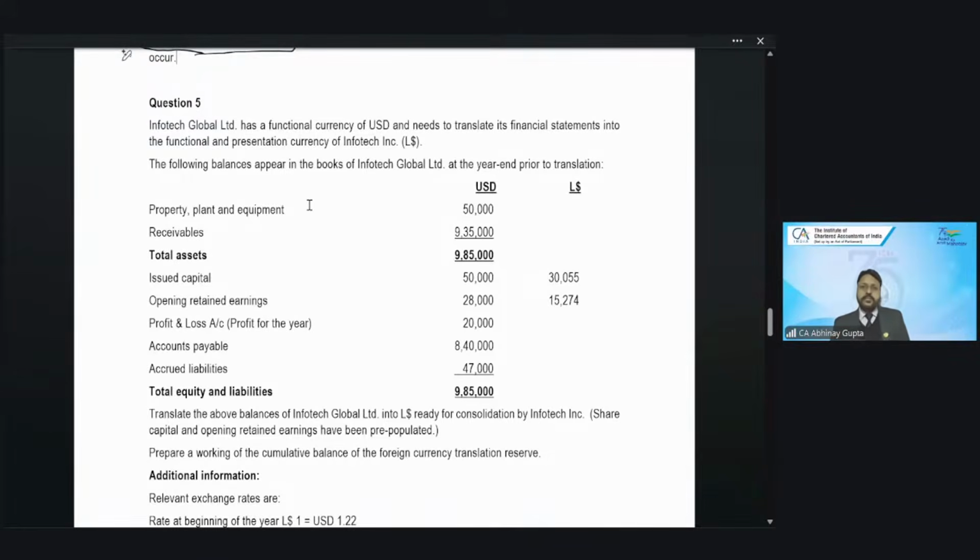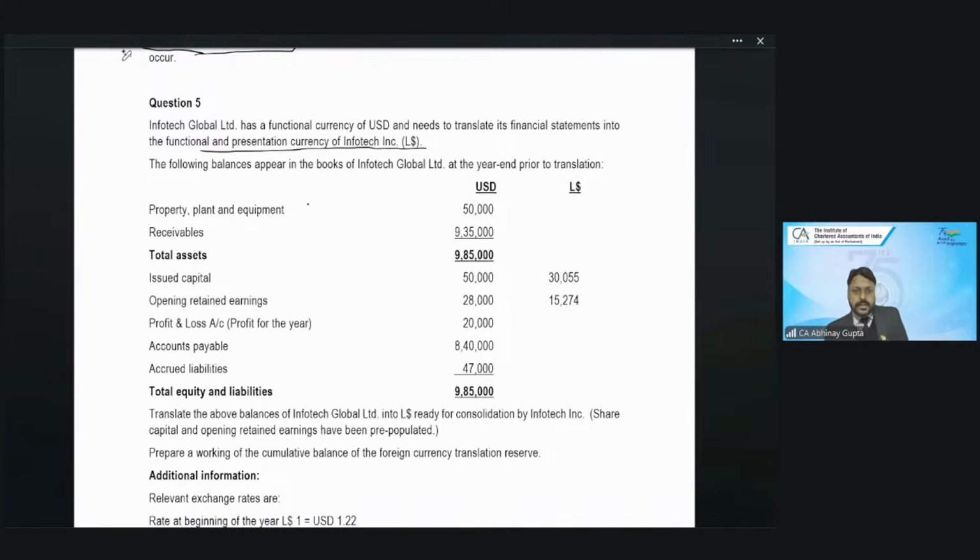Infotech Global Limited has a functional currency of USD and needs to translate its financial statements into the presentation currency of Infotech Inc., L dollars. So USD is the functional currency of Infotech Global, and they need to translate their financial statements from the functional currency to the presentation currency, which is L dollars. So USD to L dollars, the translation is required to be done.